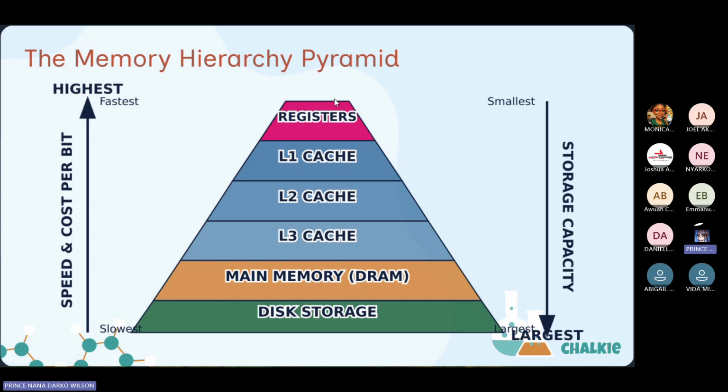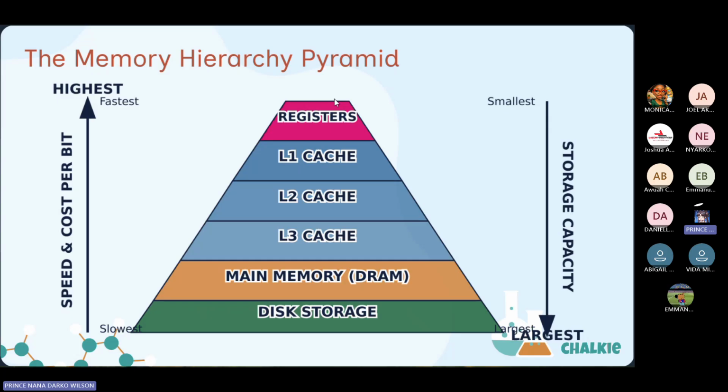Right. So remember, the largest memory storage will be your disk storage, whereas the registers are the smallest. Your disk is the slowest, your registers are the fastest. Cache memory comes after registers. Level 1 cache outpaces level 2, and level 2 outpaces level 3. RAM is also faster than disk storage. Let's proceed.